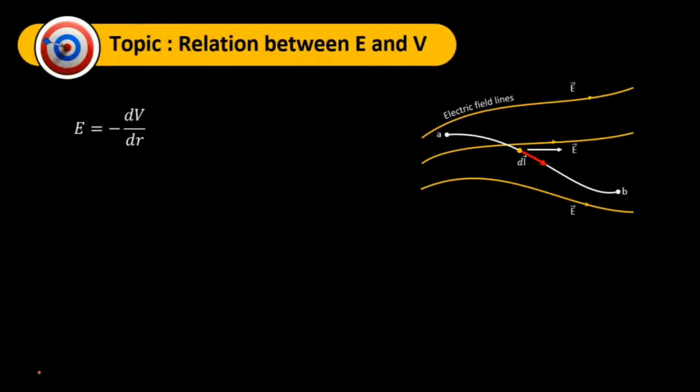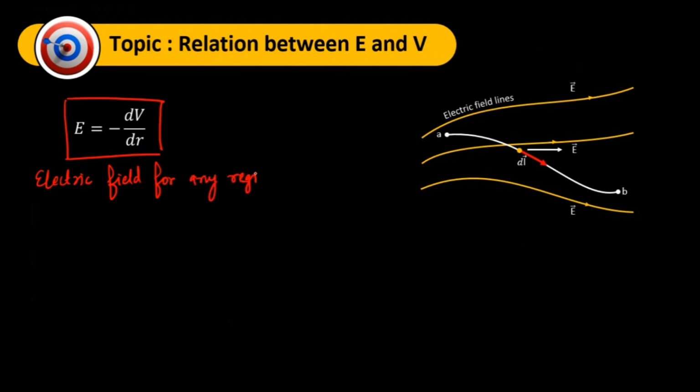Now, the next topic is the relation between electric field and potential. I'm not going to give you the derivation, but just remember this particular relation: electric field is the negative of potential gradient. This thing is known as potential gradient. So we'll define it as: the electric field for any region is also the negative of the potential gradient.